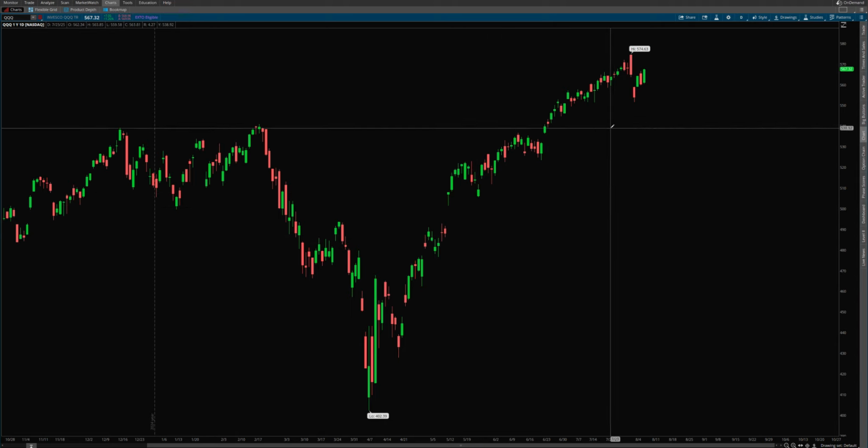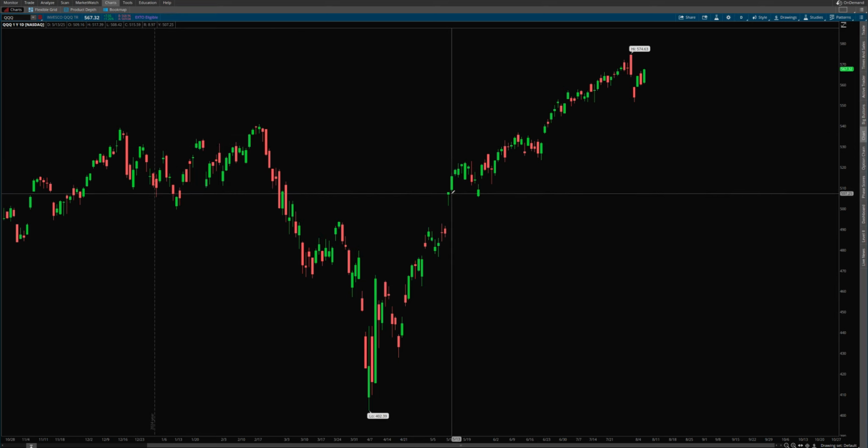Another thing to look at is a full body, right? When you see a full body with very little wick, that means that the buyers or the sellers, whatever the candle is, were in full control the entire day, right? There was no losing for the sellers. There was no winning for the buyers on these candles.